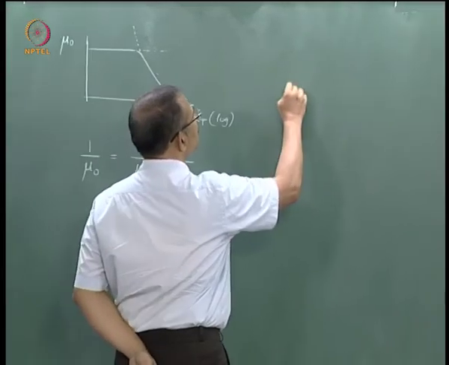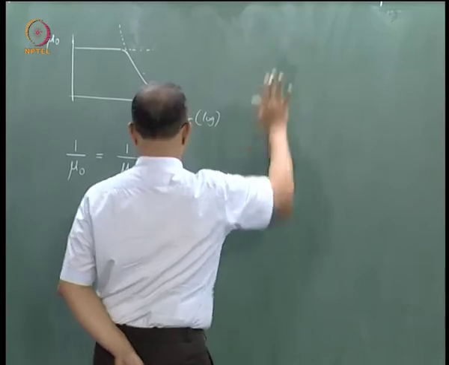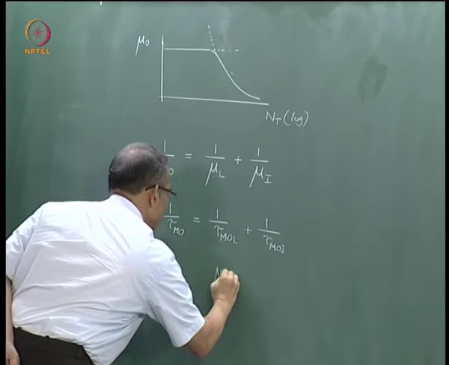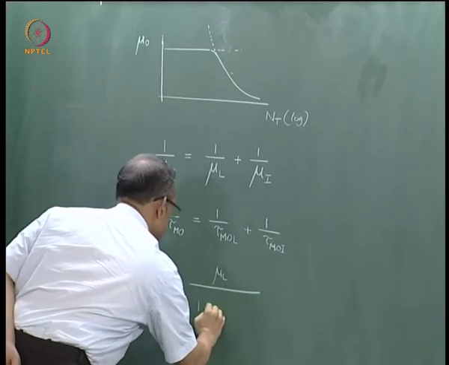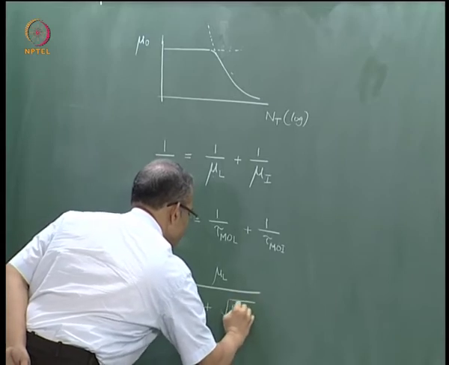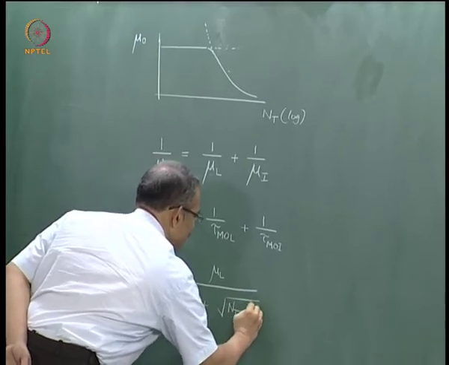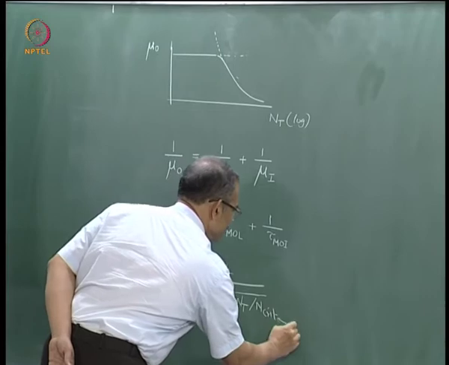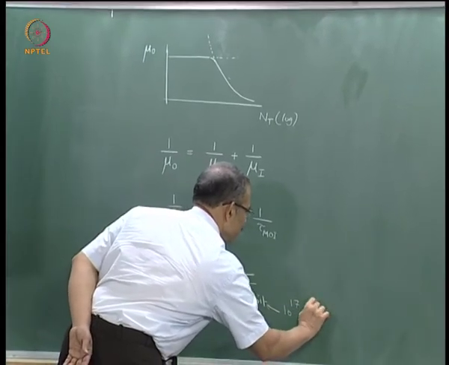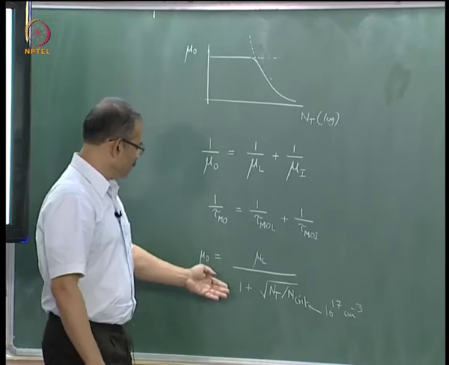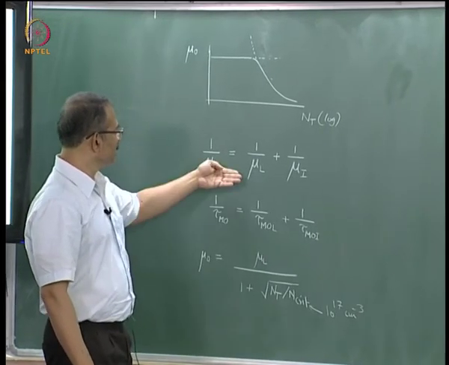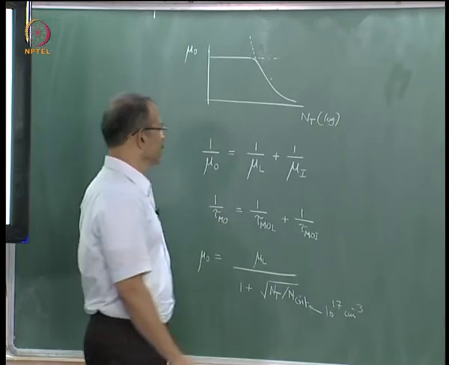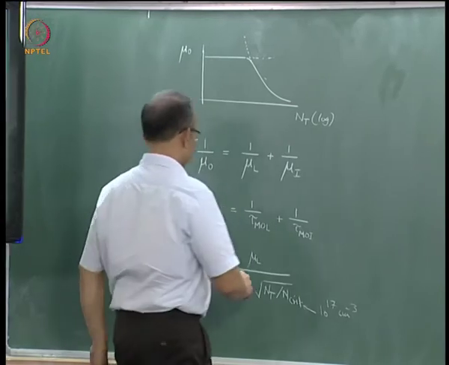Now once you know this, we can easily get the equation that we have got. So the equation was, let me write it here, mu naught is equal to mu L divided by 1 plus square root of Nt by a critical doping. It happened to be 10 power 17 per centimeter cube. Now let us cast this formula in reciprocal form, and then it will be very evident how you get the relation.